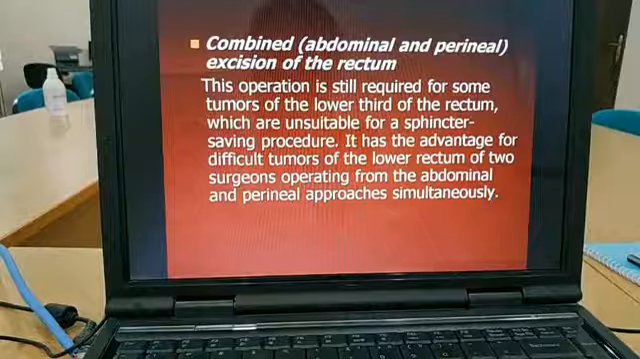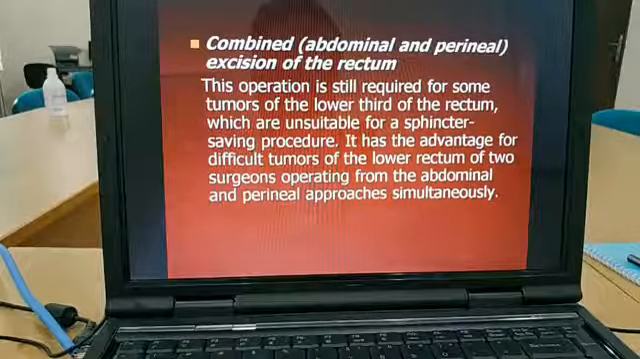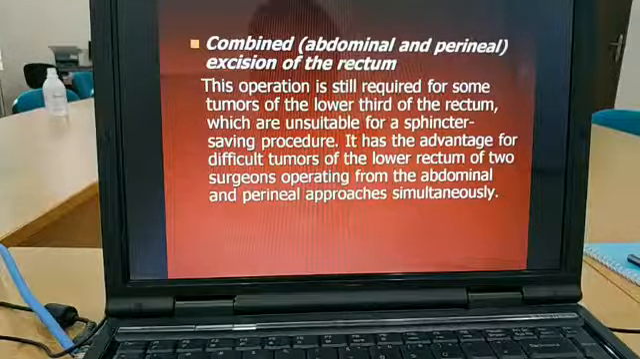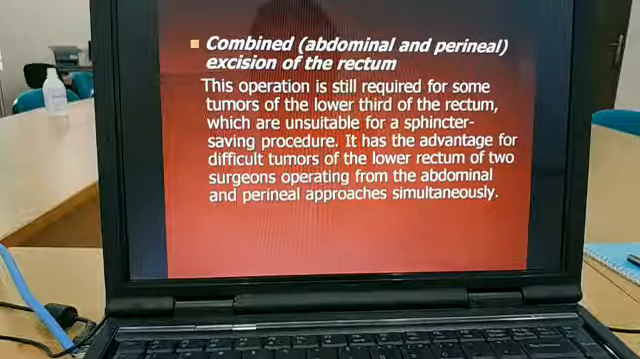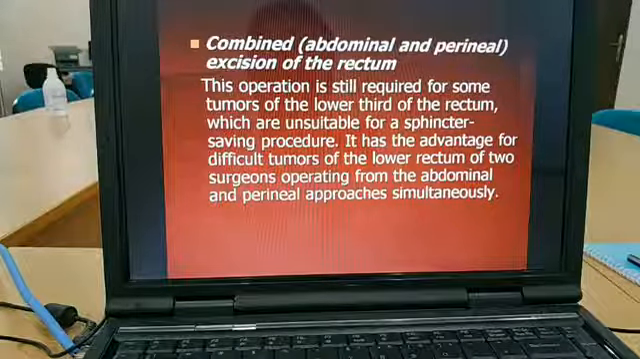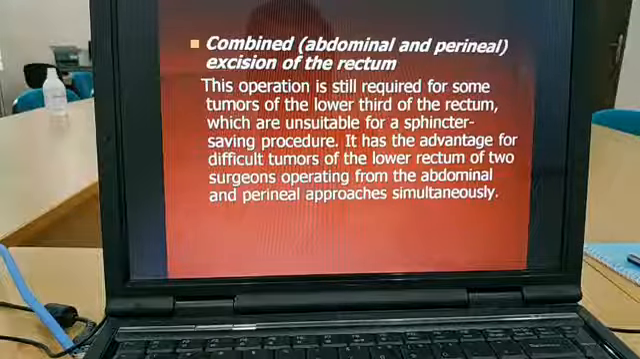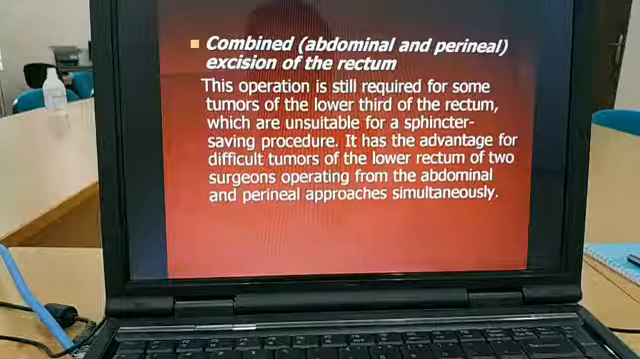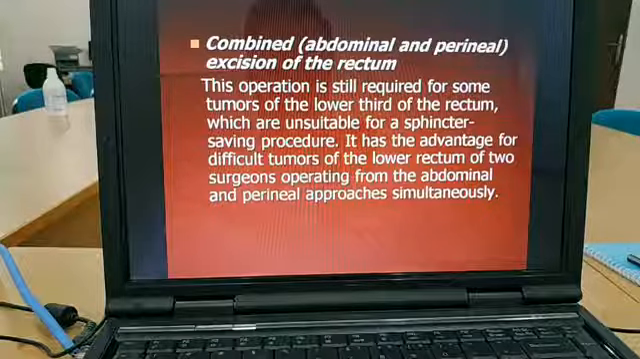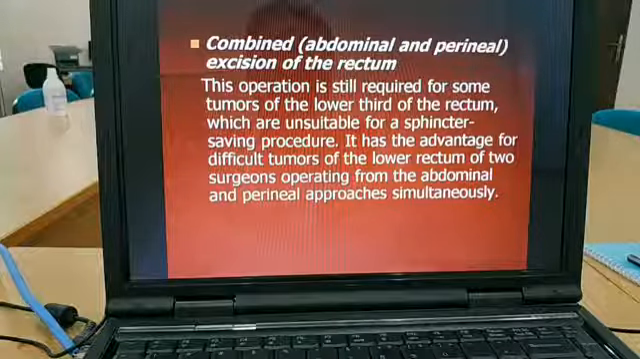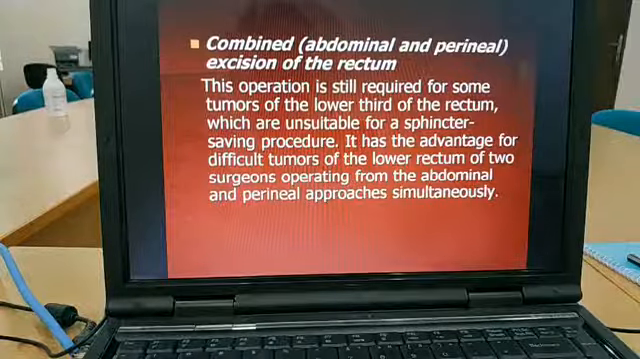Combined, that is abdominal and perineal synchronous excision of the rectum. This operation is required in the lower third. If a tumor is involving the lower third of the rectum, in that case it is not possible to save the sphincter. It has the advantage for difficult tumors of the lower rectum, and two surgeons are operating from the abdominal and the perineal approach simultaneously.